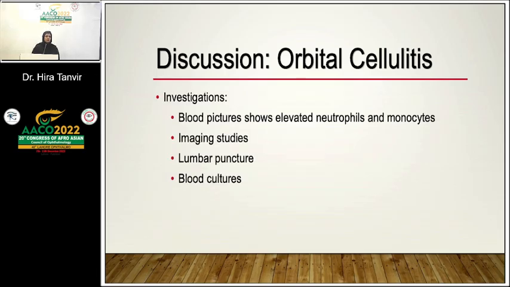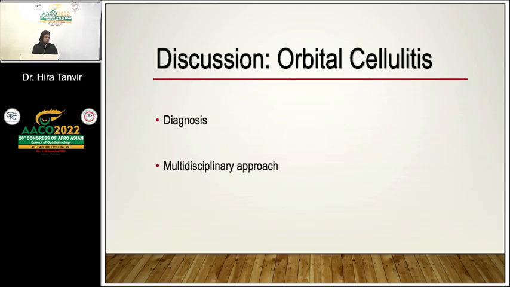So, for investigations, we go for a complete blood picture, which can often show elevated neutrophils and monocytes. For imaging studies, we go for CT and MRI. A lumbar puncture is done if there is meningeal involvement, and blood cultures are done in case of septicemia. The diagnosis is based on imaging studies, and a multidisciplinary approach by an ophthalmologist, particularly an orbital surgeon, and an ENT specialist is done.